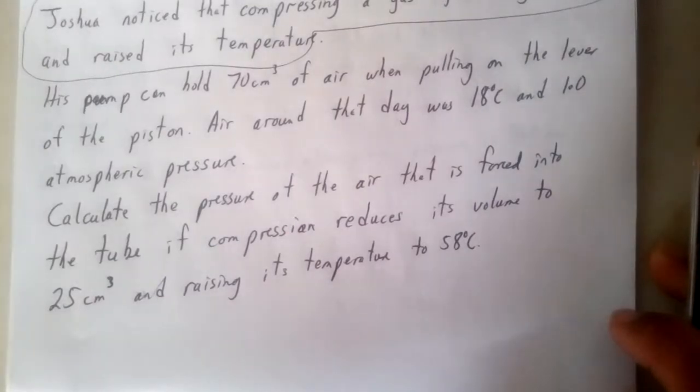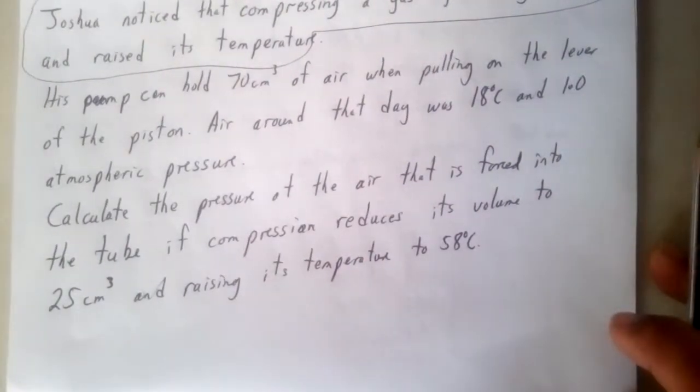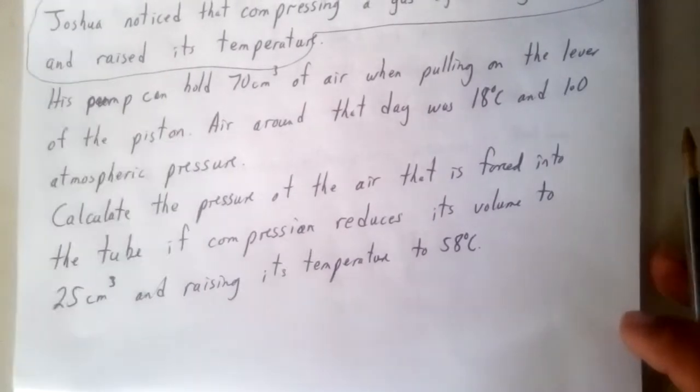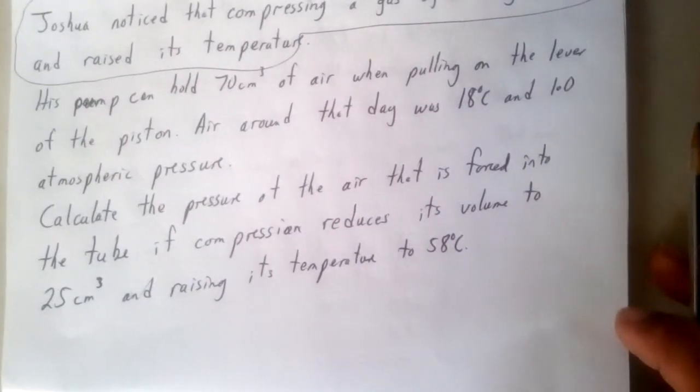Joshua has a pump that can hold 70 centimeter cube of air when pulling on the lever of the piston. Air around that day was 18 degrees Celsius, or in other words, that is room temperature, or the temperature around the neighborhood, and 1 atmospheric pressure. Calculate the pressure of the air that is forced into the tube if compression reduces its volume to 25 centimeter cube and raising its temperature to 58 degrees Celsius.